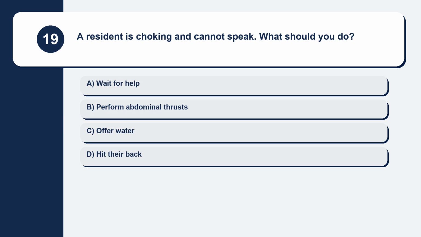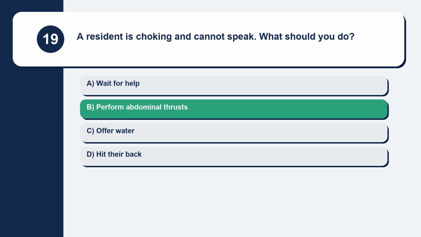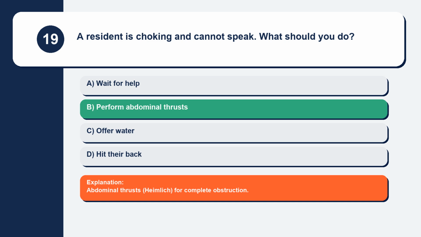Question 19. A resident is choking and cannot speak. What should you do? Wait for help, perform abdominal thrusts, offer water, hit their back. Abdominal thrusts, the Heimlich, for complete obstruction.